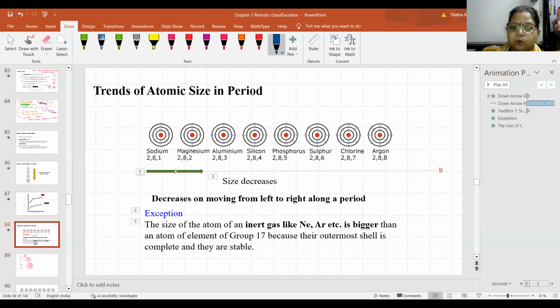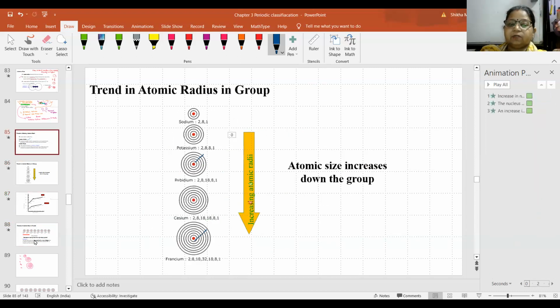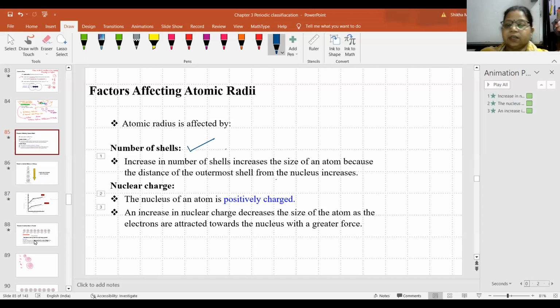Now, what we are doing in case of a period, we are adding the electron in the same shell, right? So again, we have to use another terminology. We say that the nuclear charge increases. Nuclear charge means the positive charge. If you look from sodium to chlorine, it is from +11 to +17, right? Nuclear charge is increasing, therefore the size of the atom is decreasing.